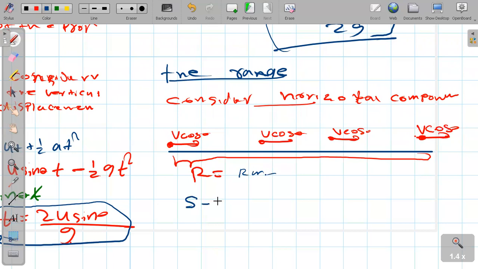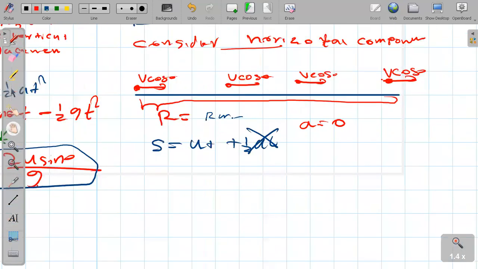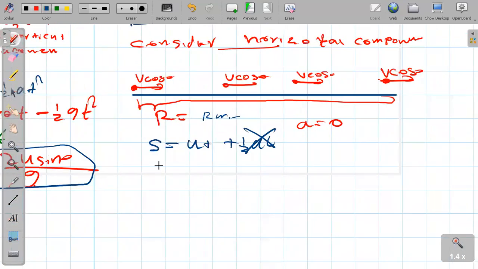It is S equals ut plus half at square. Half at square is 0 because there's no acceleration, a equals 0. And what is it? R equals ut. What is u? U cos theta is the component. And what is my t?